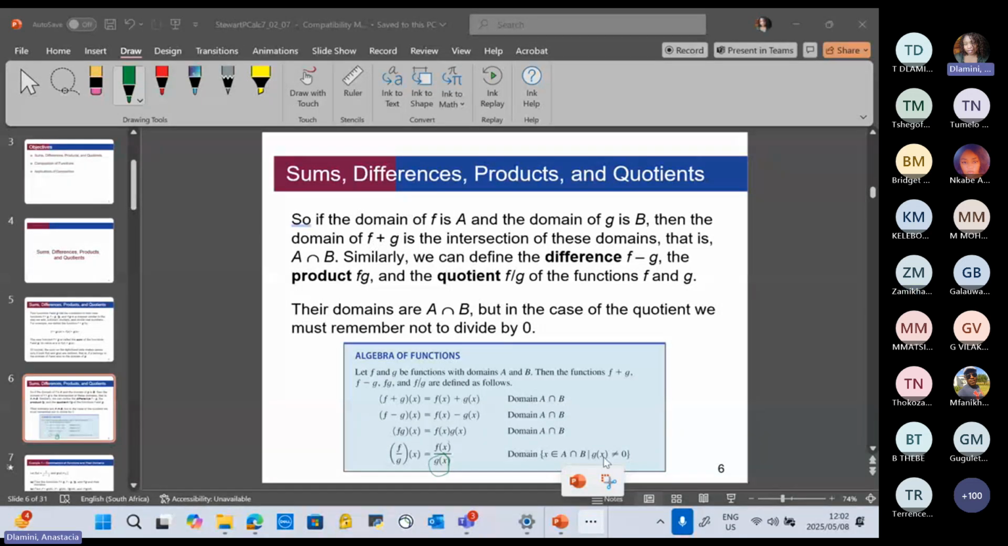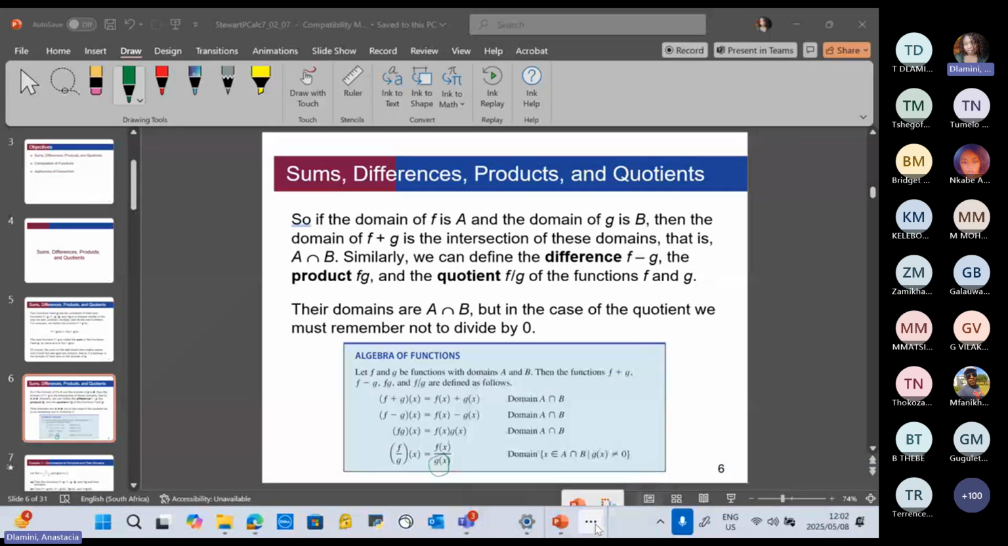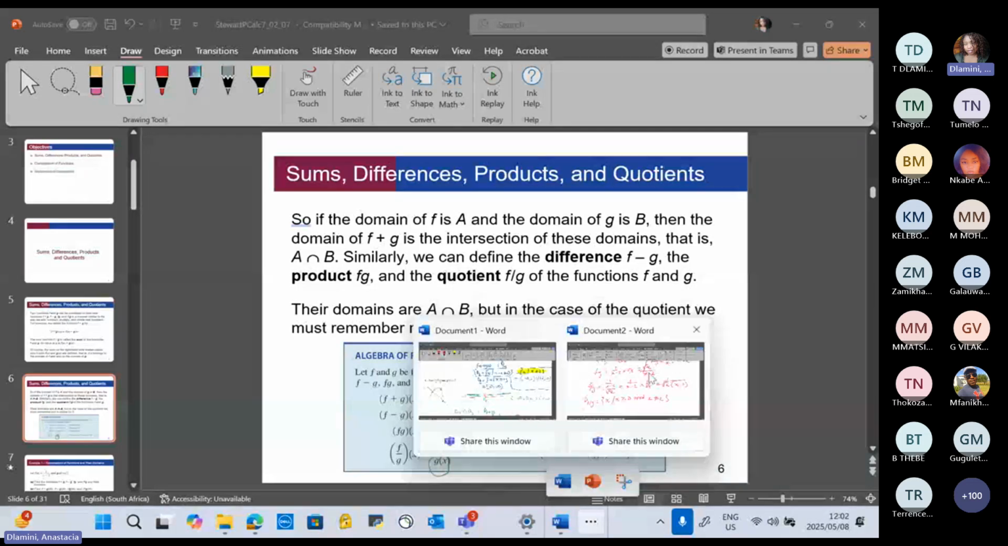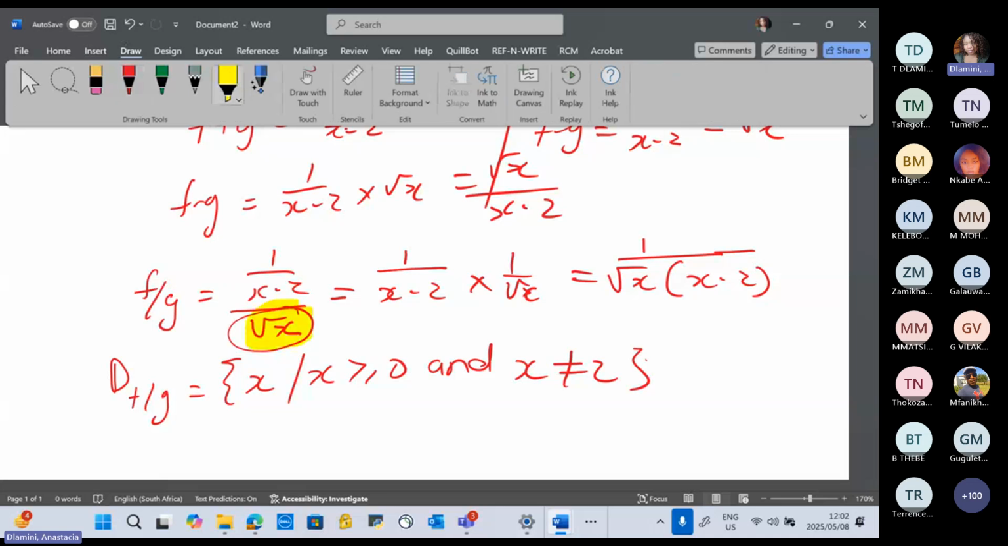So we know our g of x is this one over here. Since if we put 0 in the square root of 0, the domain will be undefined, meaning that we have to remove 0. So we remove 0. Then that's the domain of f of x divided by g of x.